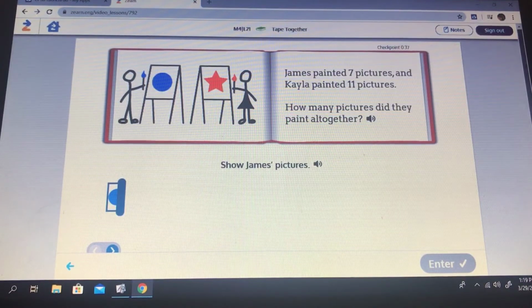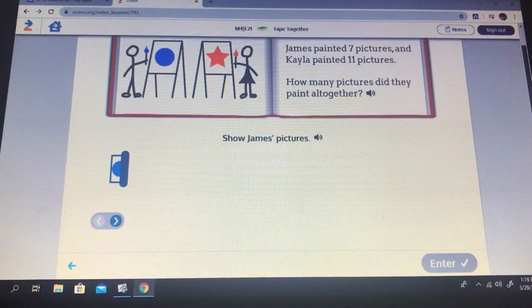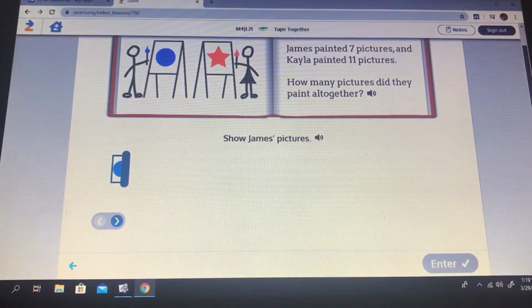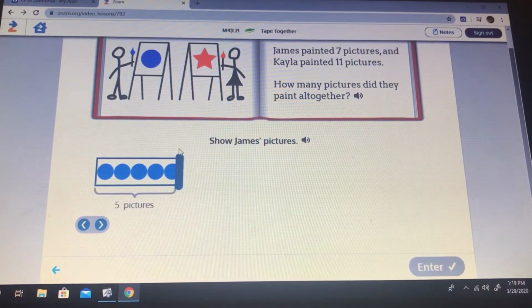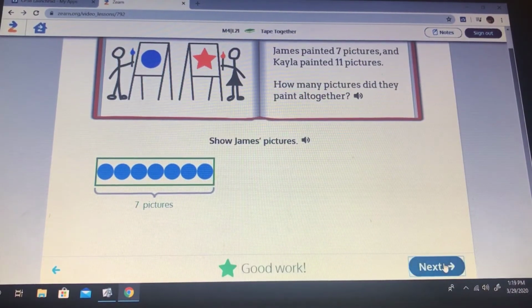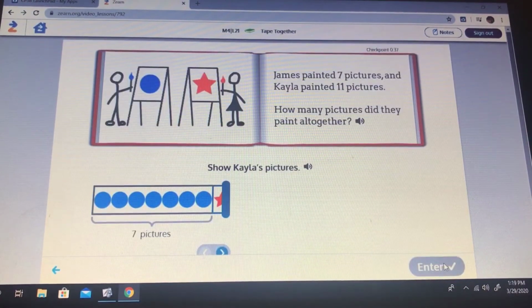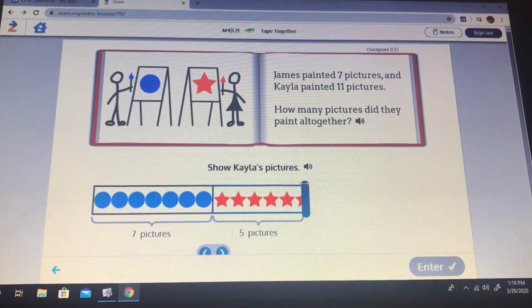So they want us to do a tape diagram to show James painted 7 pictures and Kayla painted 11 pictures. So let's start with James. 1, 2, 3, 4, 5, 6, 7. Here is James's 7 pictures. Next, we're going to show the pictures that Kayla painted. Remember, Kayla painted 11 pictures. 1, 2, 3, 4, 5, 6, 7, 8, 9, 10, 11.